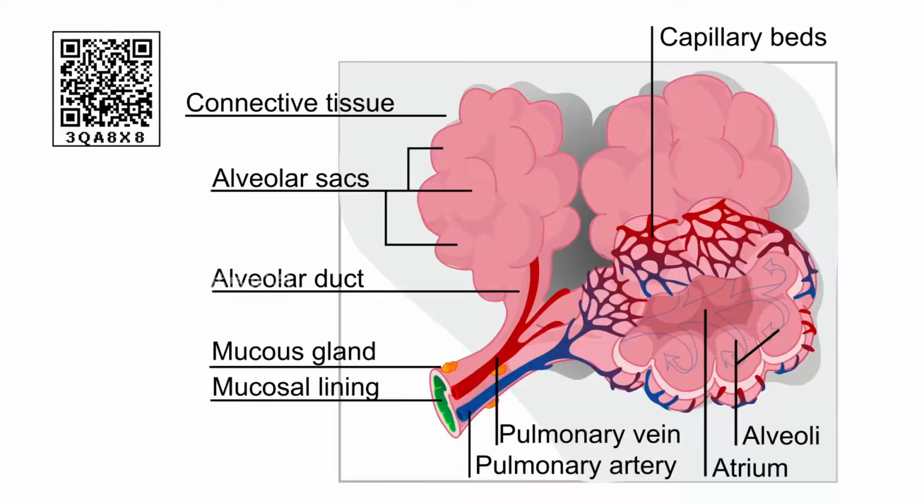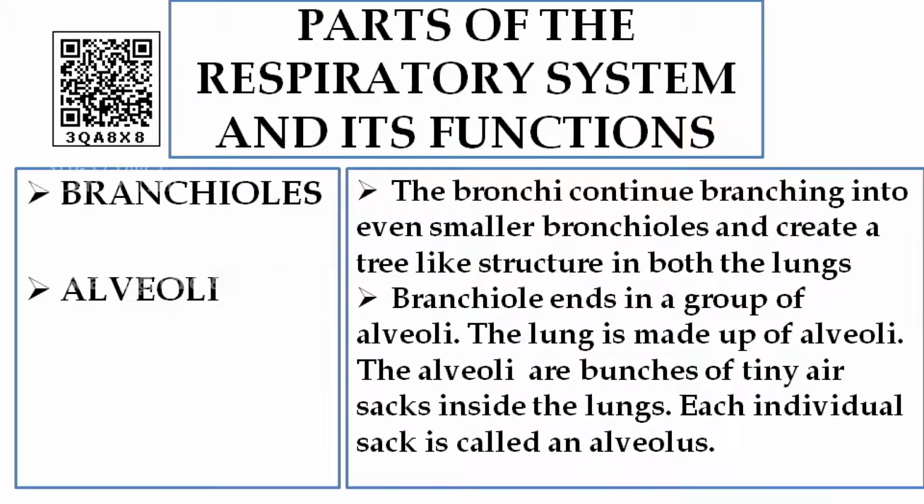Okay, the bronchioles end in alveoli. A bronchiole ends in a group of alveoli. The lung is made up of alveoli. The alveoli are bunches of tiny air sacs inside the lungs. Each individual sac is called an alveolus.